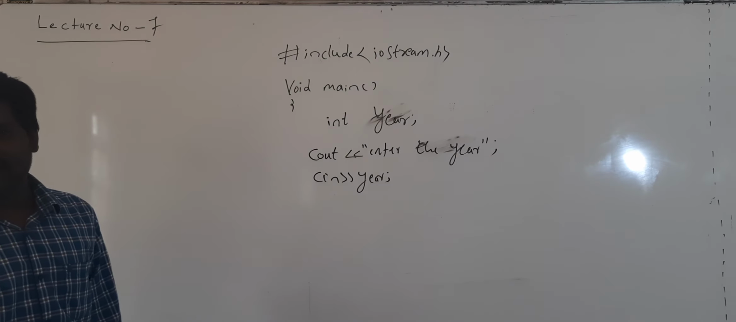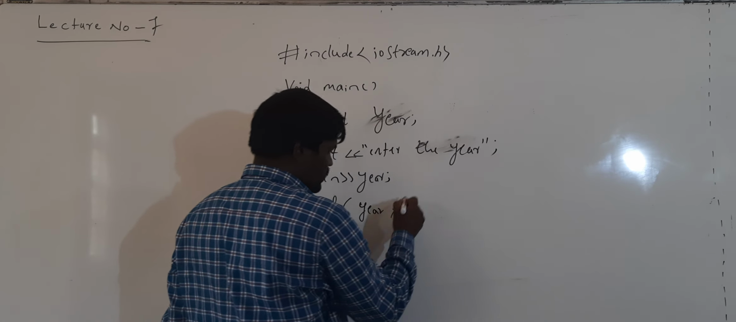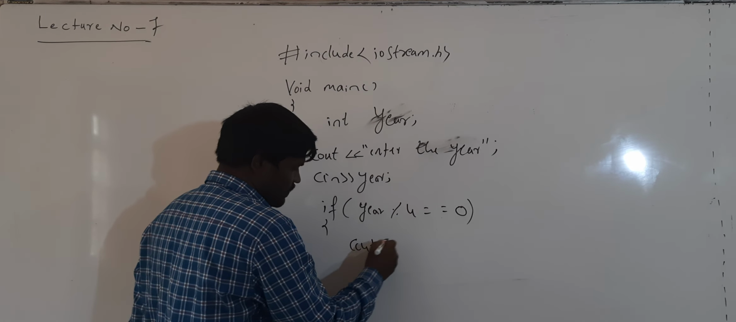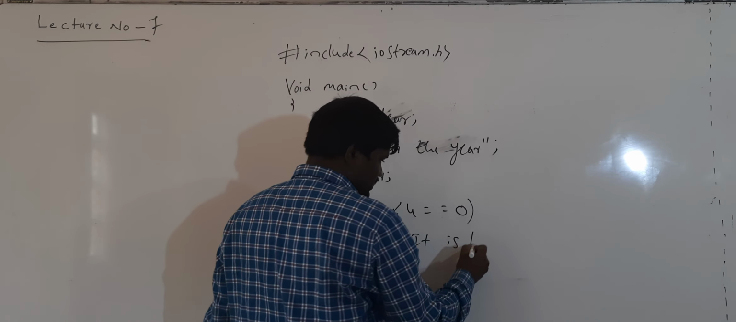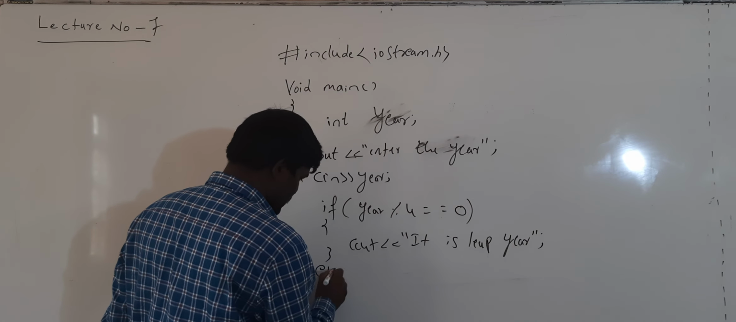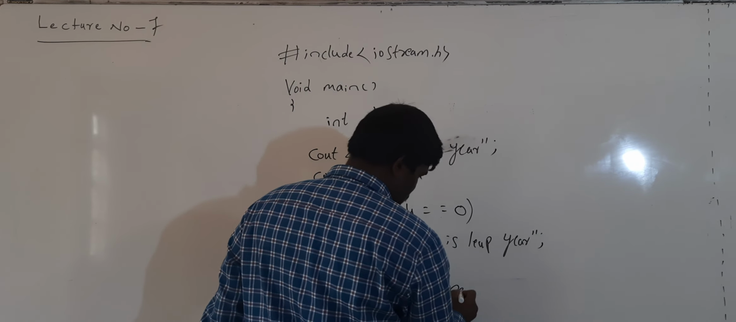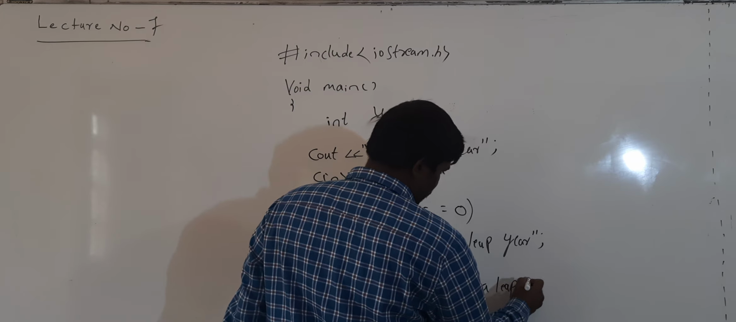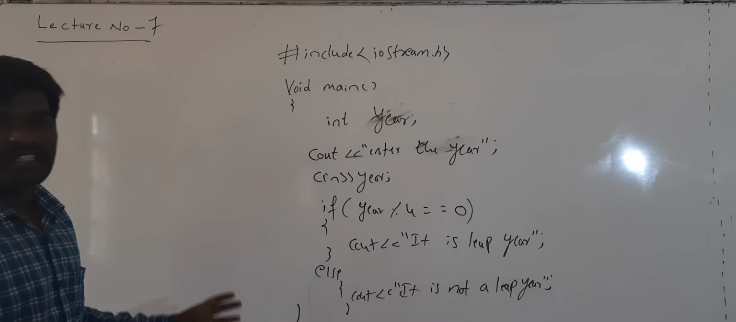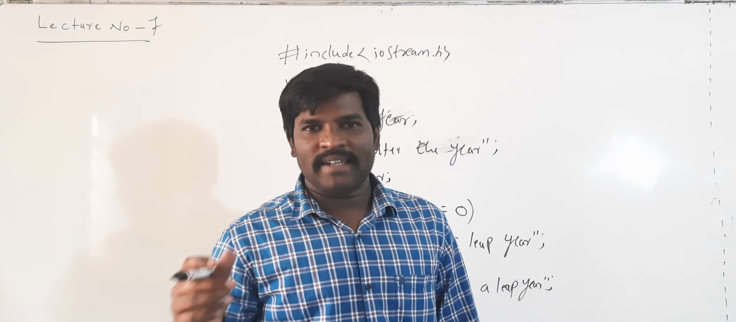Here there is no computation. Okay, so directly if year mod 4 is equal to 0, the condition is true, cout it is a leap year, else cout it is not a leap year. So this is the program. So it is a very simple program. First we can remember, we can get the manual knowledge.